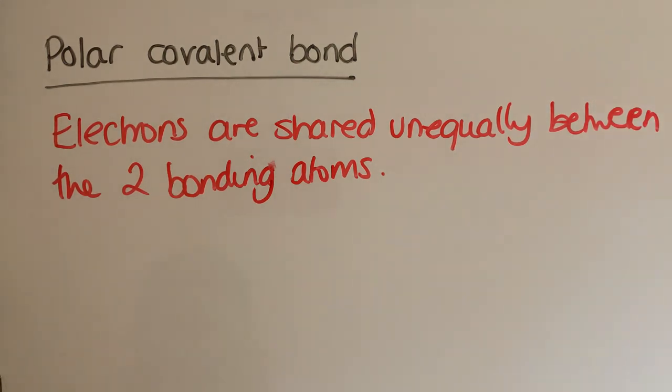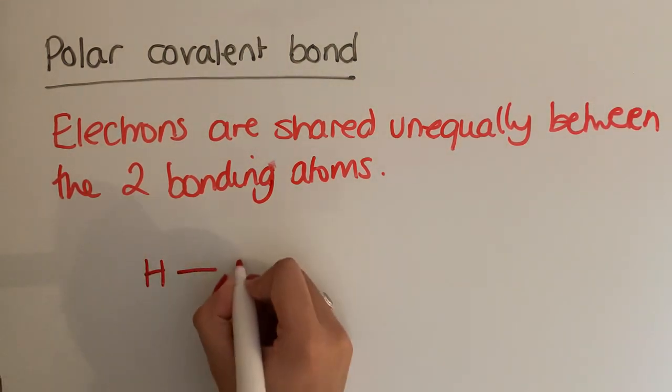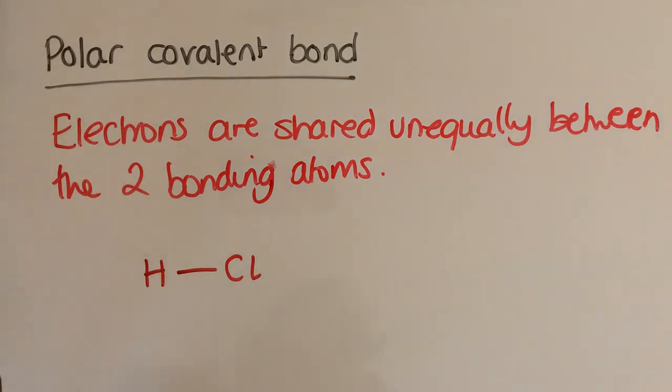So let's have a look at a hydrogen and chlorine bond. Hydrogen on the Pauling scale has a value of 2.1 and chlorine has a value of 3. So the difference between the two is 0.9, so it's not enough for it to be an ionic bond. It is a polar covalent bond. Chlorine here is more electronegative than the hydrogen, as it has a larger value on the Pauling scale. What that means is it has a greater attraction to the shared pair of electrons, and it's going to pull those electrons slightly closer to it.